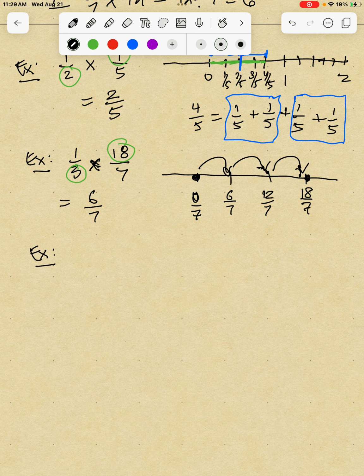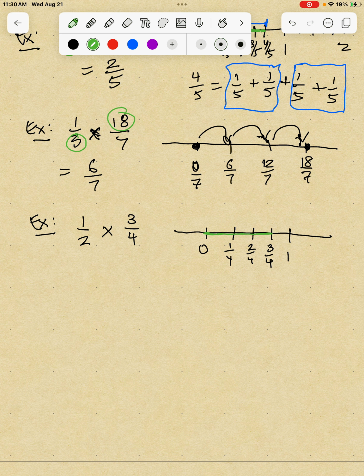So let's say I had something like 1/2 times 3/4. So again, here's my number line. Here's 0, here's 1. I split it into 4 equal pieces. And I have this length 3/4. And I'm asking myself, what number do I get when I take this length and split it into 2 equal pieces? Well, right now I have 3 1/4.